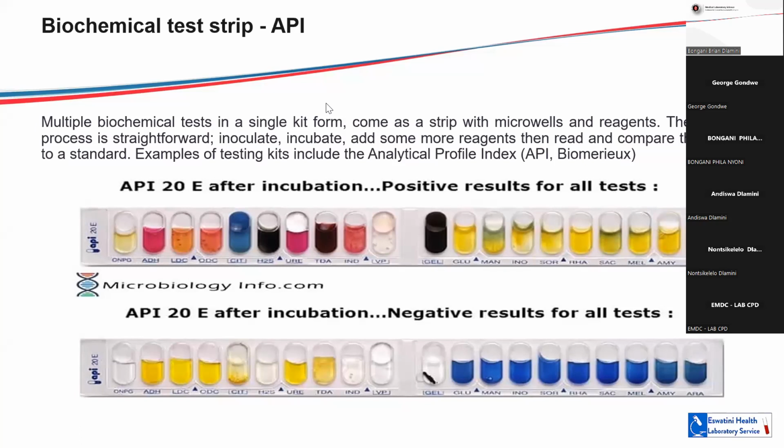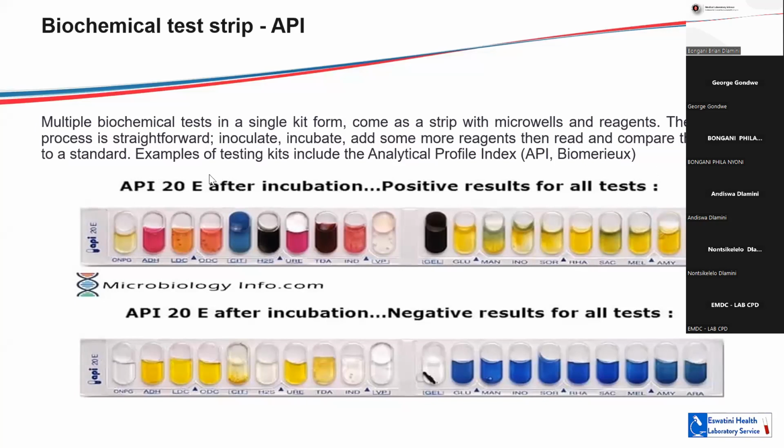So the testing process is straightforward. You first culture, as you know, everything you need to culture first. So after culture, when you have a positive culture or you have growth, you pick your colonies and prepare your 0.5 McFarland standard.